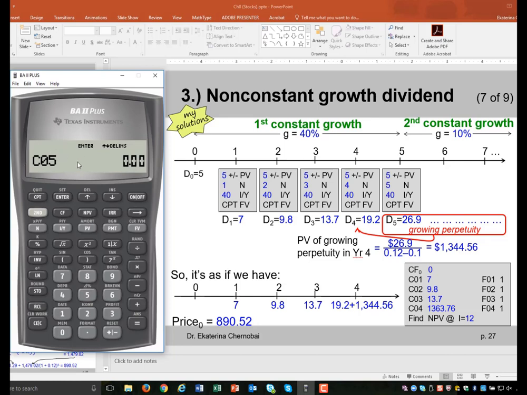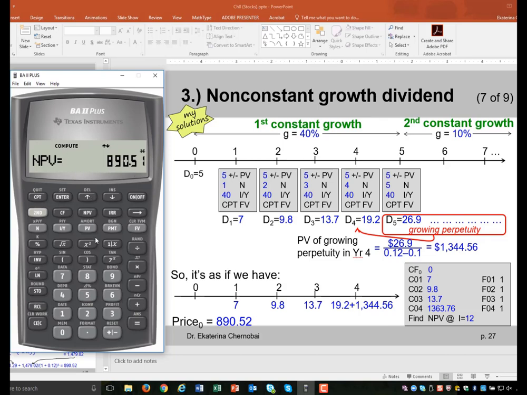There is no more cash flow 05 or cash flow 06 and so on. We are done. So now press the NPV button. Enter the discount rate, which is 12%, right? 12, enter, down, compute. $890.51. Actually, on my slide it says $890.52.